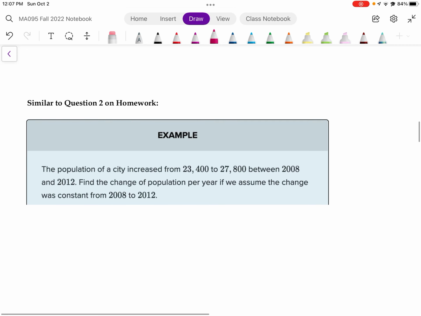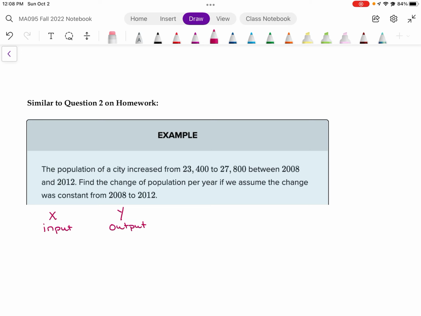Question 2: the population of a city increased from 23,400 to 27,800 between 2 years, 2008 and 2012. Find the change of population per year. The change of population per year is going to be, let's put this in terms of x and y. I'm going to say x is the input, of course, and y is the output.